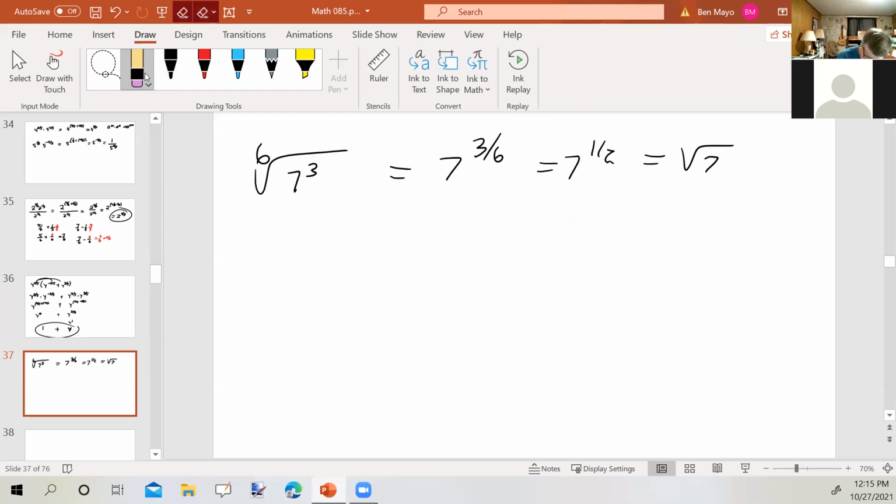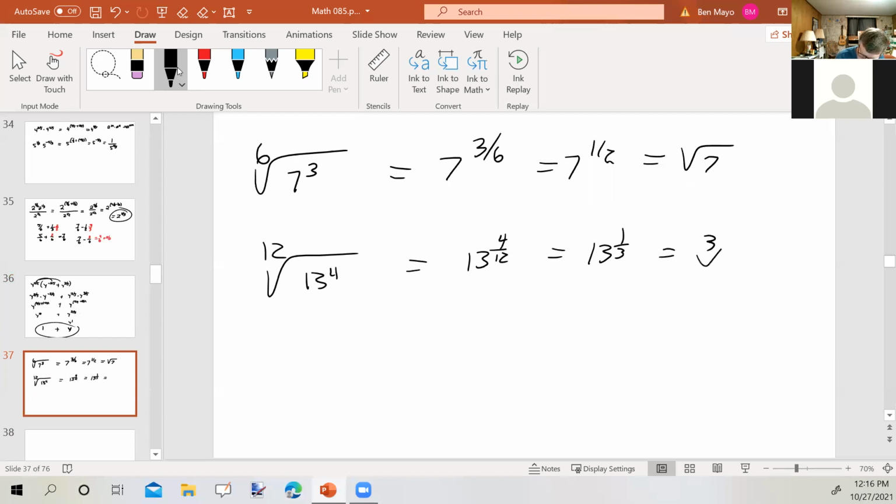How about this one? The 12th root of 13 to the 4th would be 13 to the 4/12, which is 13 to the 1/3, which is the cube root of 13.